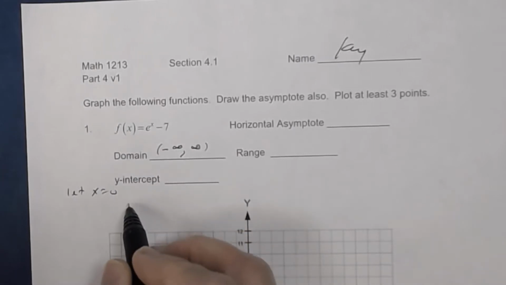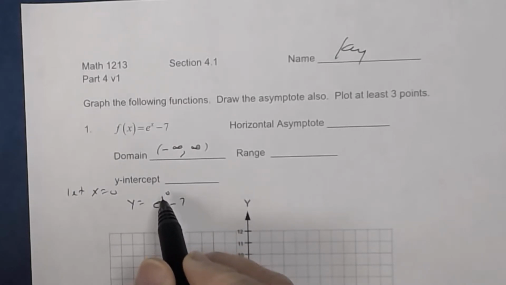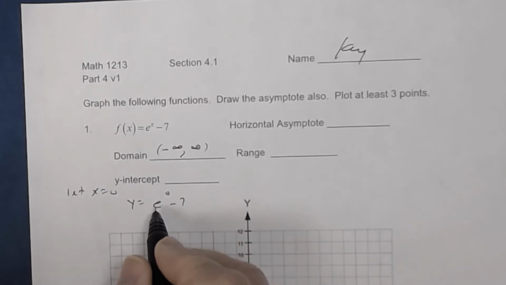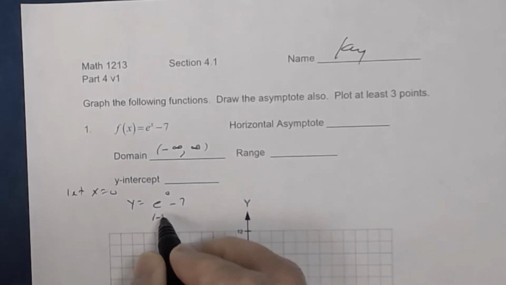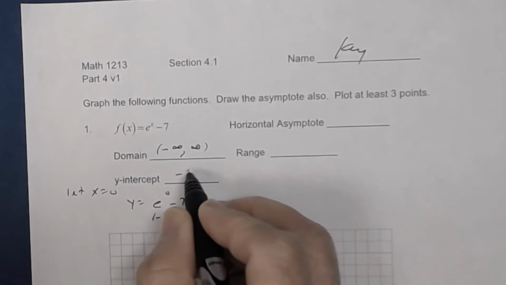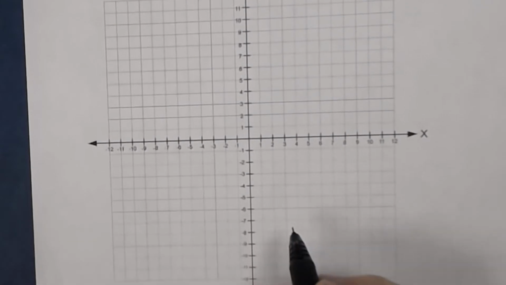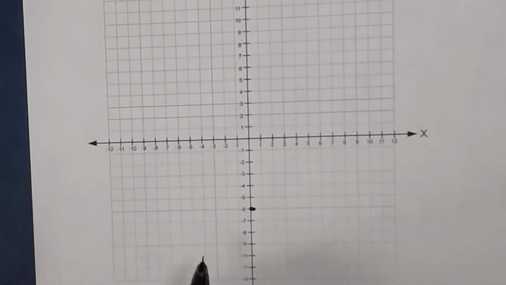And so you're going to get y equals e to the 0 minus 7. Now remember, e to the 0 is 1. Any real number raised to the 0 power is 1, except 0. As long as the base is not 0, any real number raised to the 0 power is 1. So 1 minus 7 is negative 6. So I get the y-intercept of negative 6. Okay, so that means that the graph is going to cross the y-axis at negative 6. I'm going to go ahead and plot that point.